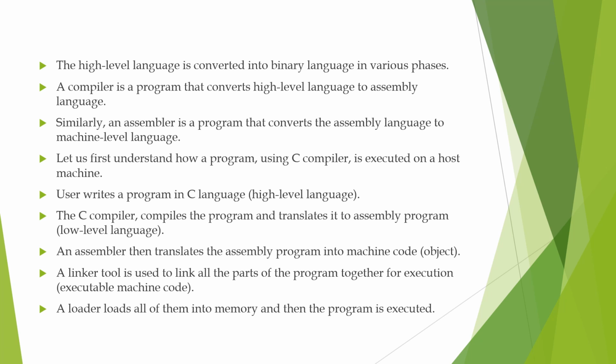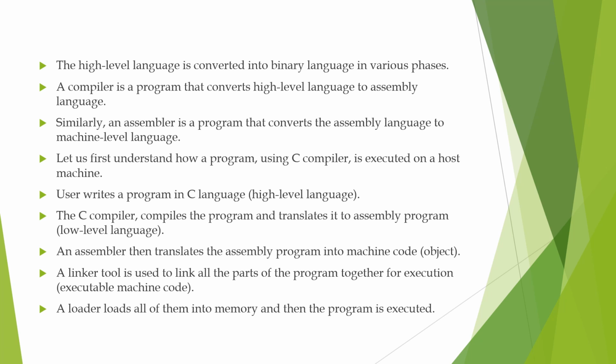Before that, this is the high level language that is converted into binary language in various phases. A compiler is a program that converts, already we have seen a compiler, that is a program that converts high level language to assembly language. Similarly, an assembler is a program that converts the assembly language to machine level language.